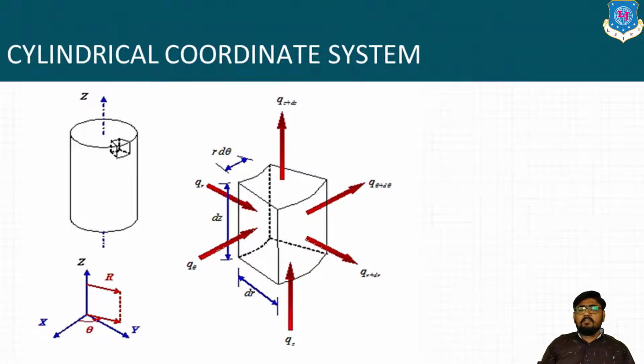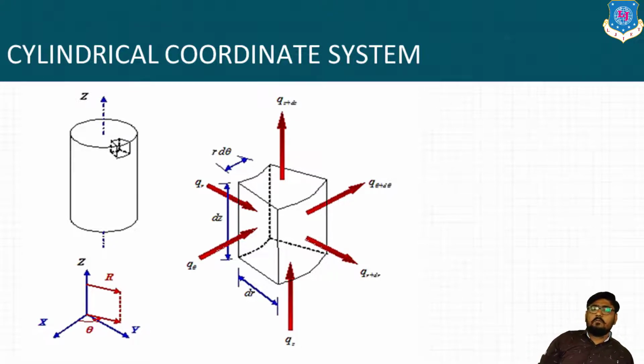While entering q from the z direction, entering is qz and exit is qz plus dz. In the radial direction, it will be qr and exit is qr plus dr. In the theta direction, as you can see now, in the curvilinear part, this will be the theta direction.